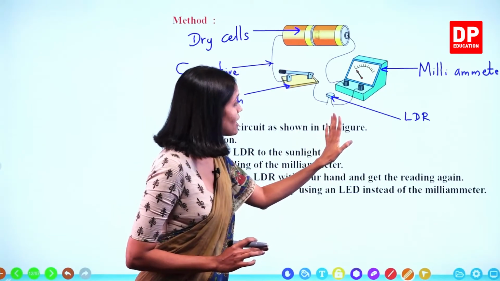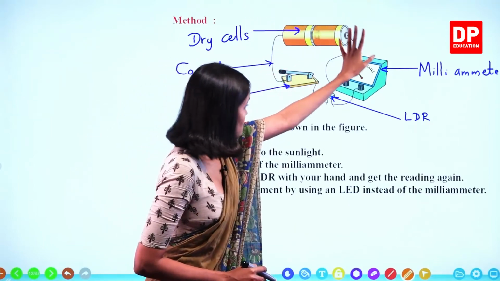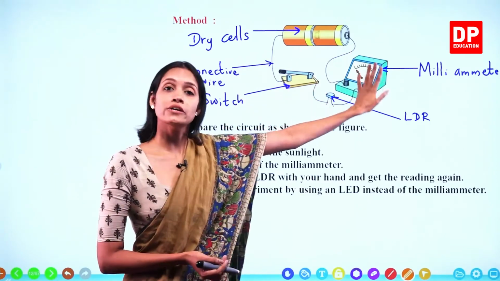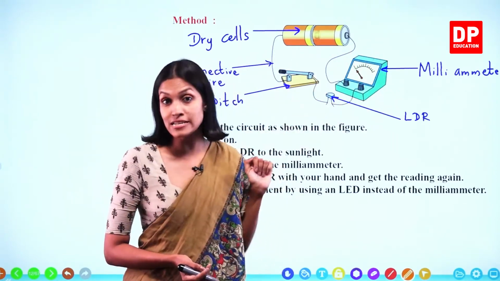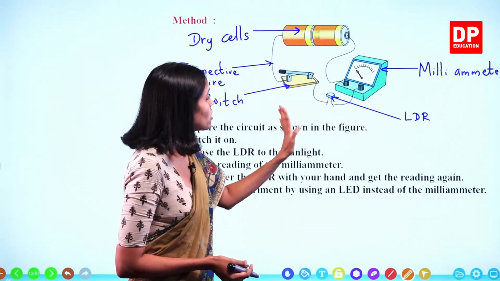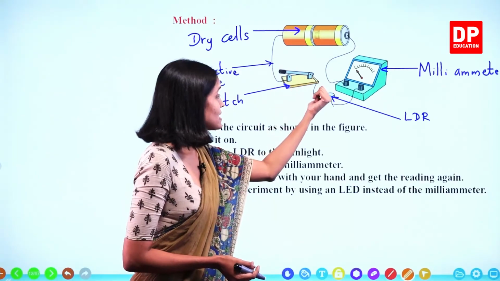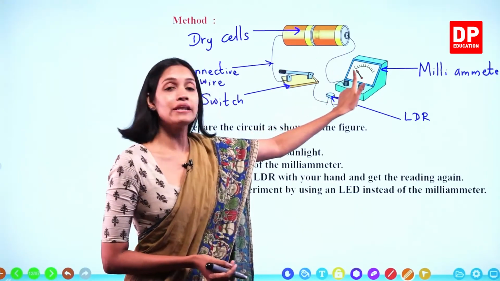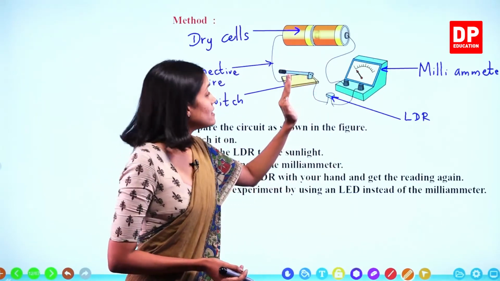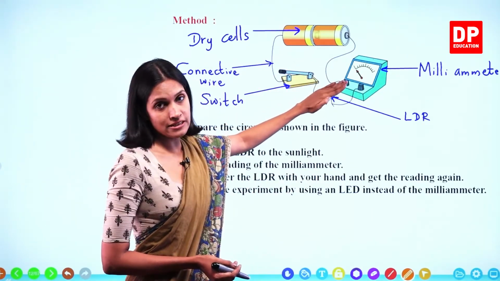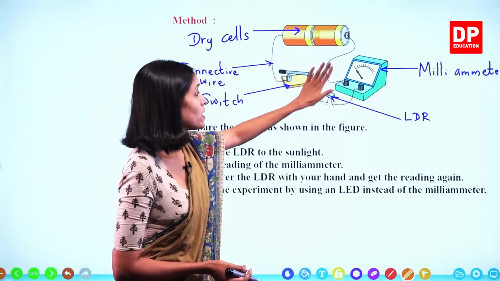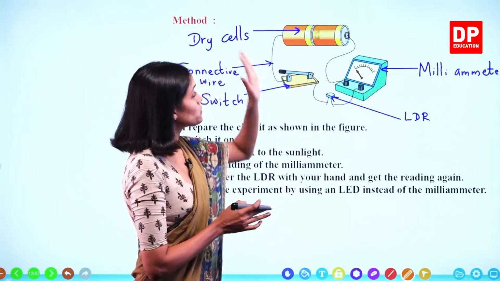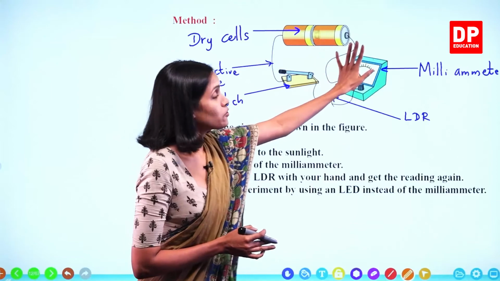So how to do this again? First of all, you have to set the circuit like this, and when you close the switch, you are going to observe a certain reading of the milliammeter indicator. Then you are going to direct torchlight towards this LDR, and check what happens to the milliammeter indicator. Then the next instance you have to cover the LDR with your hand and check what happens to the milliammeter indicator. Understand?